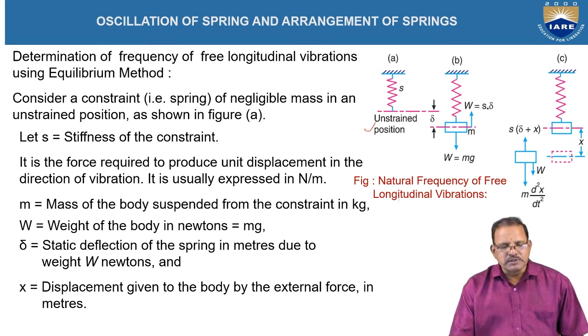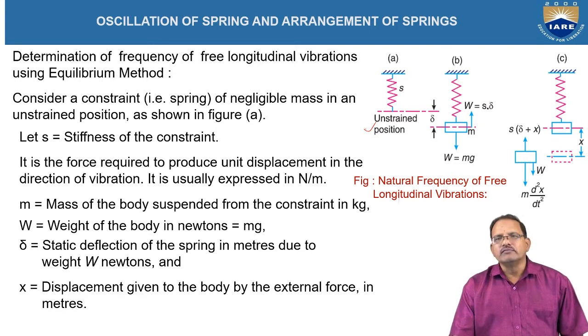Let S be the stiffness of the constraint, which is defined as the force required to produce unit displacement in the direction of applied force. It is usually expressed in Newton per meter. M is equal to the mass of the body suspended from the constraint, as shown in figure 2.